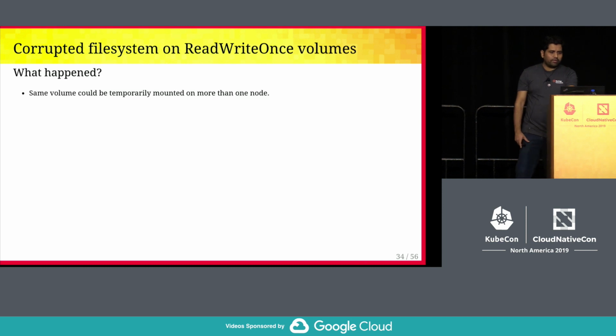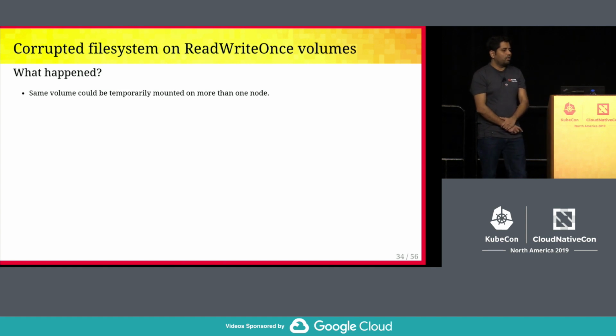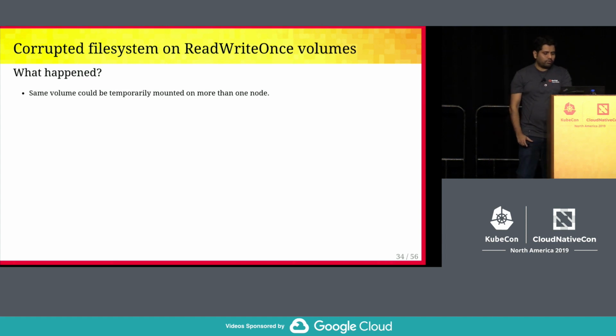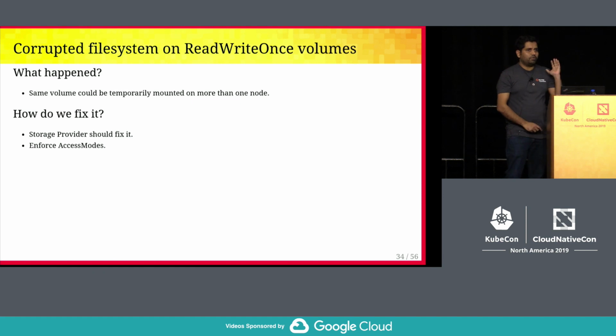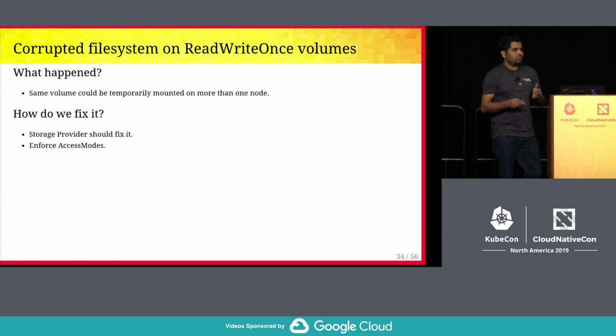So what happened here? The problem basically boils down to this: sometimes the same volume could be temporarily mounted on more than one node at once. Typically block devices with file systems don't like that, and it could cause file system corruption. How do we fix it? You could say that the storage provider should fix it. If you're using EBS, EBS doesn't allow it, but in some cases, depending on what storage type you're using, it may not be possible.